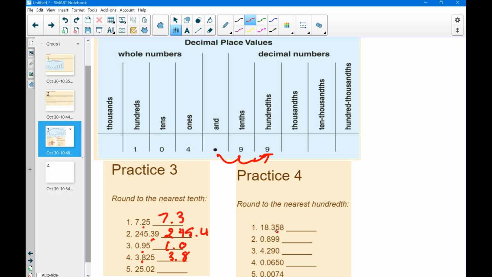And once again, we're going 8.358. We're going to look at the 8. 8 is greater than 5, so we're going to round it up to 8.36. This one here is tricky again because it's 8.9. So we look at the 9, which we have to round up by 1. So this one becomes 0.90.